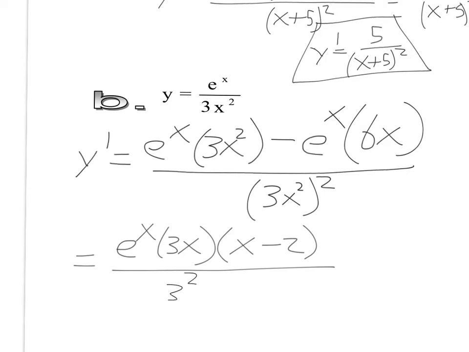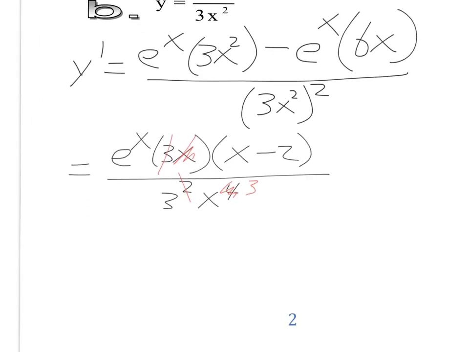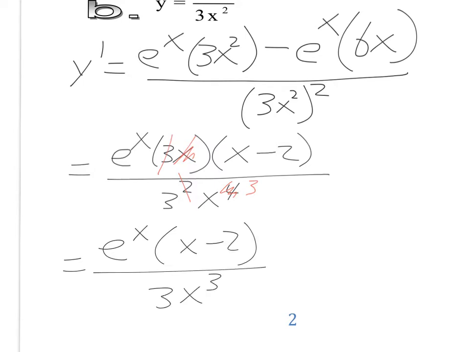And x squared squared is x to the 4th. So that x and one of these x's would cancel. And that 3 and one of these 3's would cancel. So the simplest way of writing this is e to the x times x minus 2 over 3x cubed. And that would be the derivative. All right, let's go to the next page.